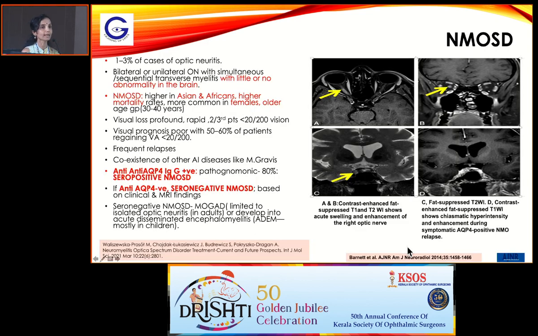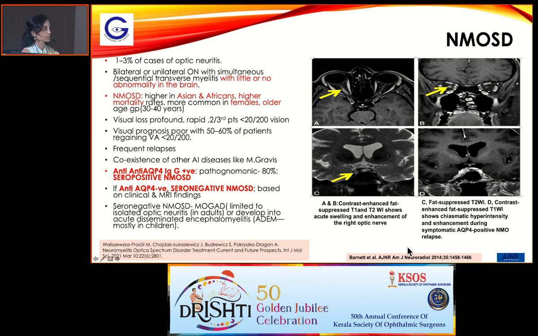Let's go to neuromyelitis optica spectrum disease. Now, this is something which we are understanding better and better day by day. So what we understand is that this is the most severe form of demyelinating optic neuritis associated with an antibody known as anti-aquaporin 4 antibody. If it is positive, we say it is seropositive NMO spectrum disease. If it is negative, it is seronegative NMO spectrum disease.